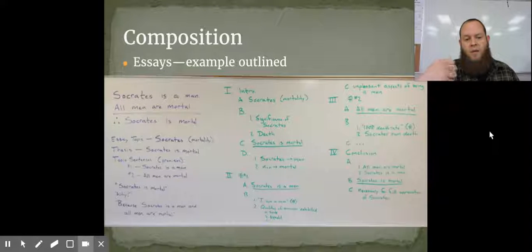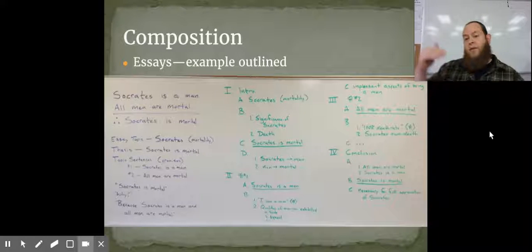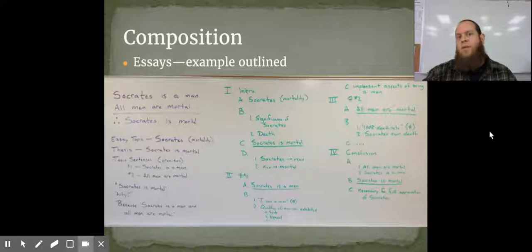Now, you can attack it that way. You can attack it from the other direction, and make a claim. Like you come up out of nowhere and say, "Hey, Socrates is mortal," and then you imagine someone asking you, "Okay, why?"